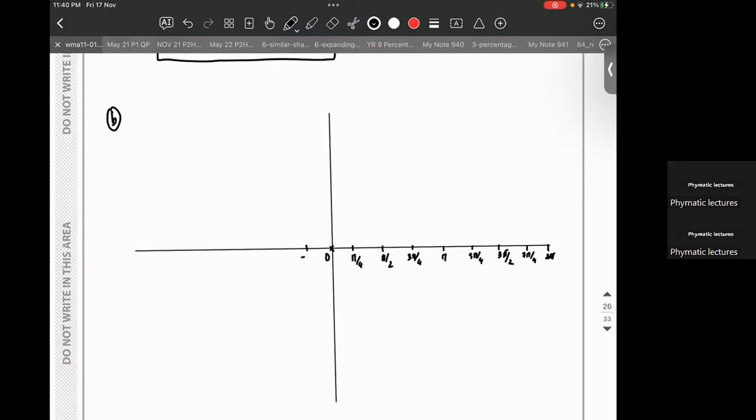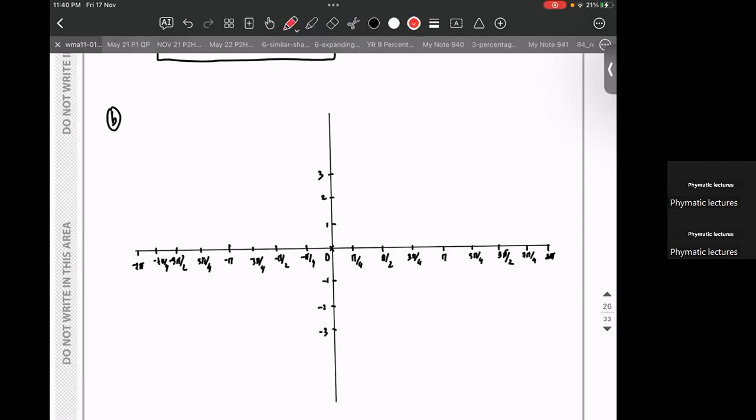The same thing on the negative side: minus pi by 4, minus pi by 2, minus 3 pi by 4, minus 5 pi by 4, minus 3 pi by 2, minus 7 pi by 4, and minus 2 pi. All are negative. And on the y-axis, 1, 2, 3, and negative 1, negative 2, negative 3. So this is the case.